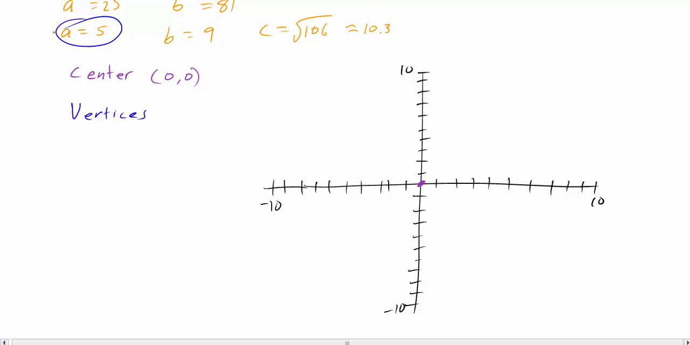And because this is vertical, that means we're going to go up 5. So if we count 1, 2, 3, 4, 5, we go up 5 from the center, and we'll go down 5. 1, 2, 3, 4, 5 from the center. And that will give us our vertices. And from this, we know that our graph is going to go something like this.